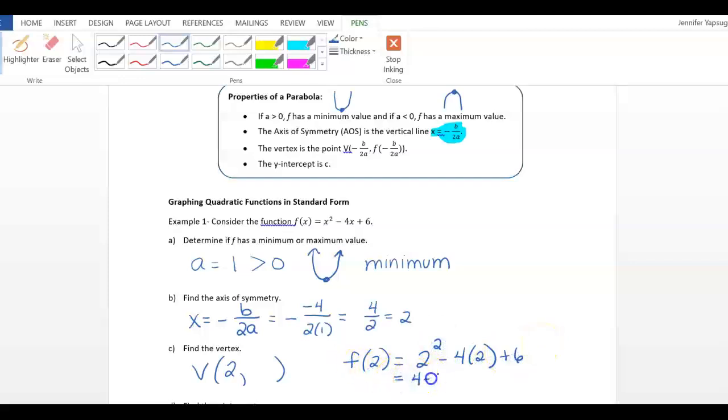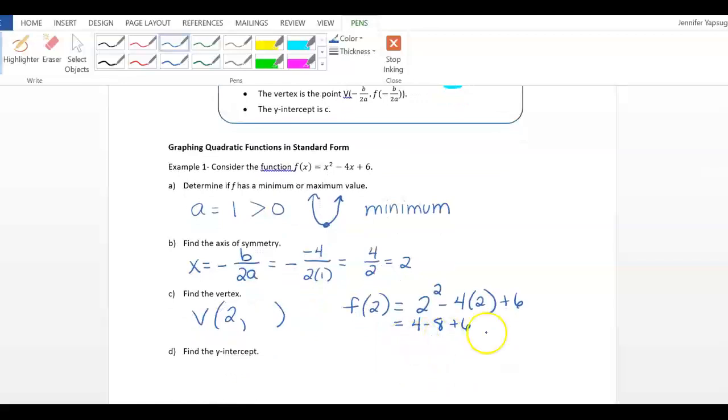That's going to be 4 minus 8 plus 6. I'm going to use my order of operations, and I'm just going to go horizontally across. So 4 minus 8 is negative 4. Negative 4 plus 6 is positive 2. So that means that my value for y is also 2. All I did was take this number here and put it in for the value of y, because remember that the function of x is also the same as y.